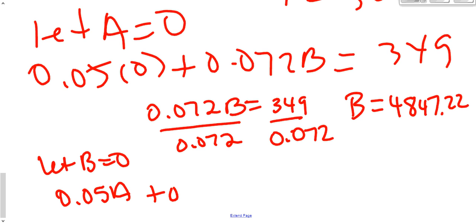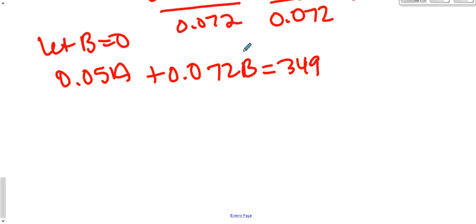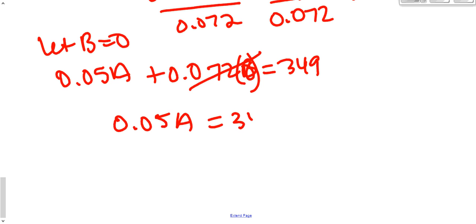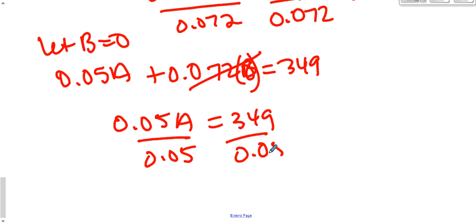And if I let B be equal to 0, I get 0.05A plus 0.072B equals 349. Oops, I'm letting B be 0. So that's 0. So that's gone. So 0.05A equals 349. Divide by 0.05. And we get 349 divided by 0.05 equals 6980. Okay, so these are my intercepts now for that second graph.